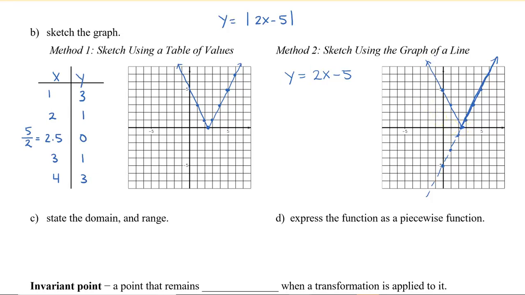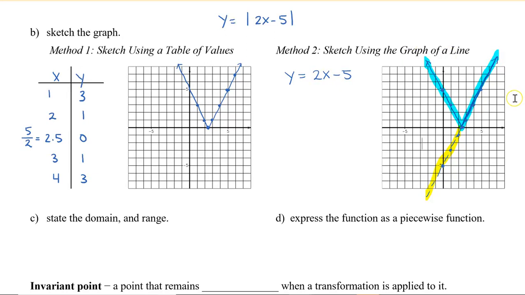Now this bottom part, I'm going to highlight this. This bottom part here would not be part of the absolute value graph. It's just the part on this top part here that is our graph. So I'll highlight that in blue. So this will be our graph in the end.